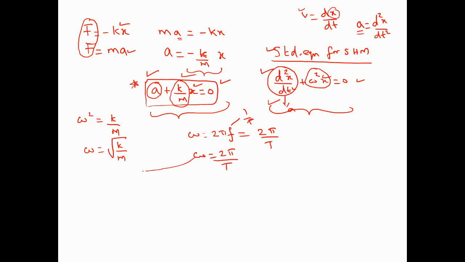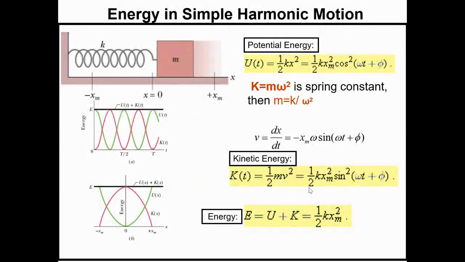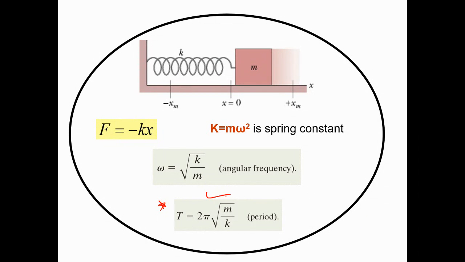So I'm going to take this omega and substitute here. If you substitute, what you will get? My 2 pi over T is equal to square root of k over m. Now I'm going to write the time period equation from this equation, so I'm going to rearrange it in terms of time period. Therefore, my time period T is equal to 2 pi times square root of m over k. Am I right? Yes, you're right. So this is my time period equation for this concept.